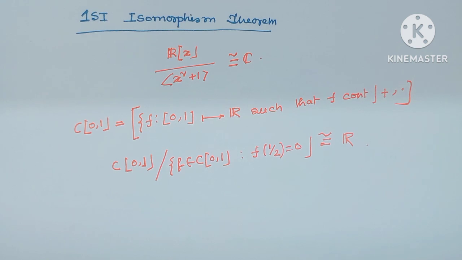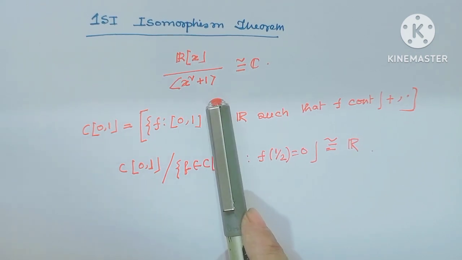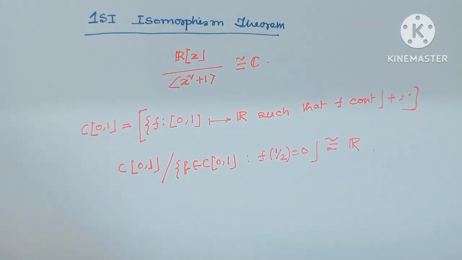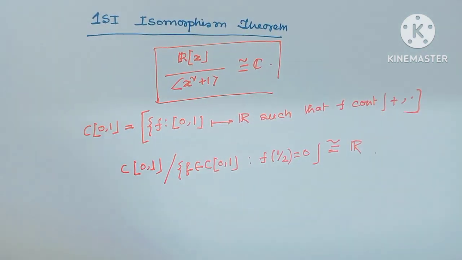Of this lecture, today I will see the first isomorphism theorem in ring theory. Today I will see, by the first isomorphism theorem, that R[x] modulo the ideal generated by x² + 1 is isomorphic to the complex numbers.